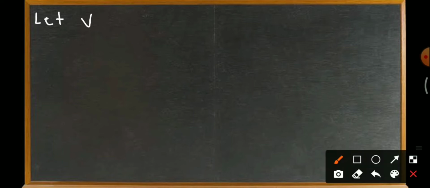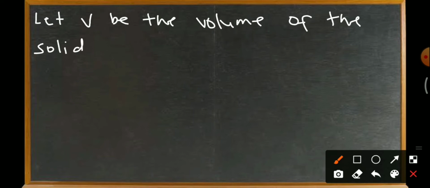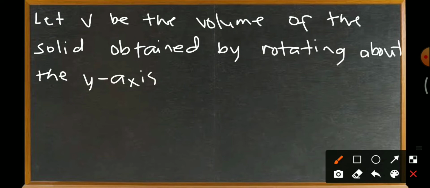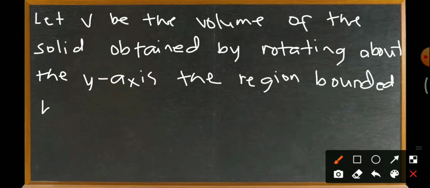Let's try solving the volume of the solid using the washer method and the shell method. Let V be the volume of the solid obtained by rotating about the y-axis the region bounded by y is equal to the square root of x and y is equal to x squared.